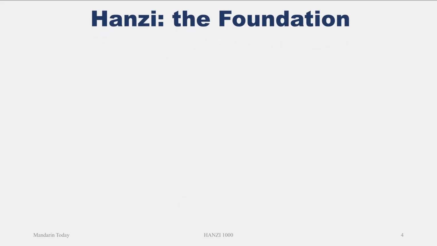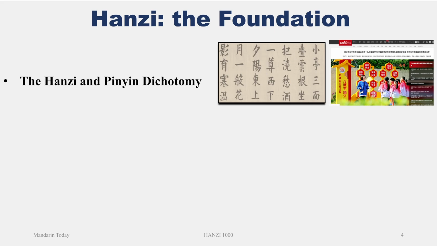And there is another reason for the project. It's what I call the Hanzi and Pinyin dichotomy, which means there is a huge difference between Hanzi and Pinyin. People, when starting to learn Mandarin, find Pinyin to be really helpful and somewhat familiar. That could be a trap, because relying too much on Pinyin is not a good idea for learning Mandarin.